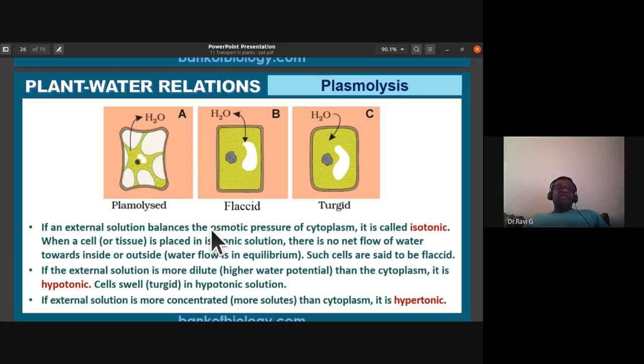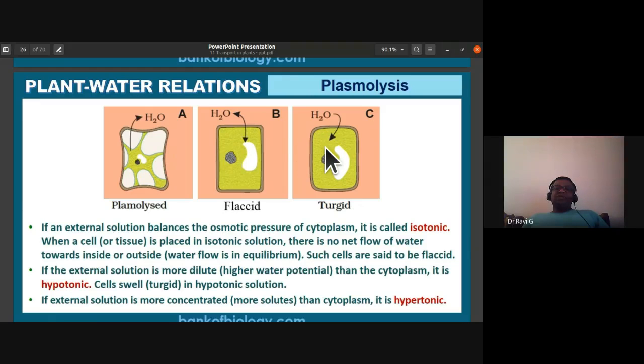If the external solution is more dilute, in the sense it has higher water potential and higher solute potential than the cytoplasm, it is hypotonic. If an external solution is more dilute, with greater water potential than the cytoplasm, it is hypotonic. So endosmosis takes place in a hypotonic solution. The cells swell, the cells are going to bloat up. So we call it a turgid cell.